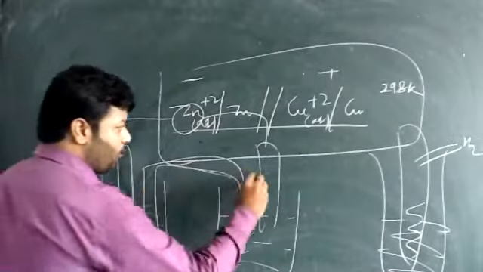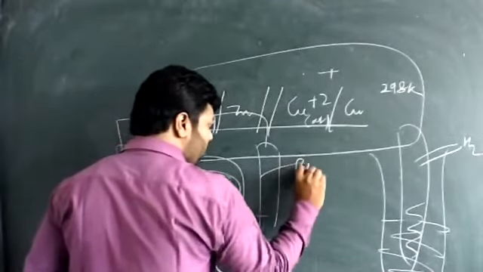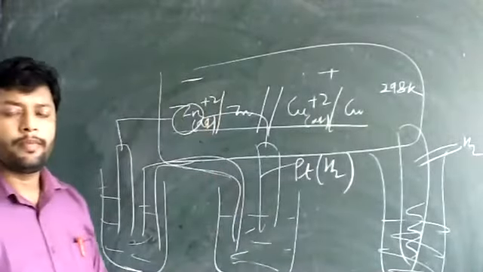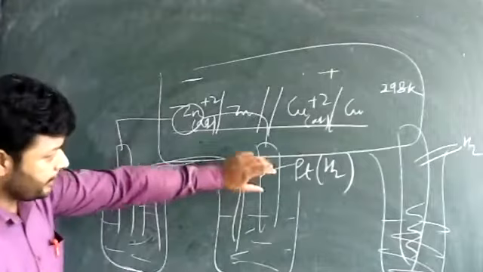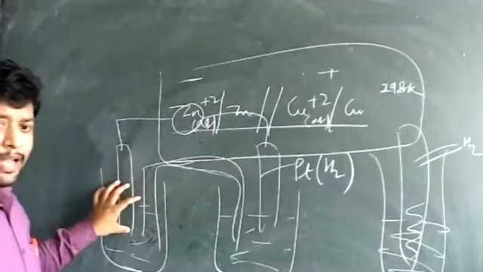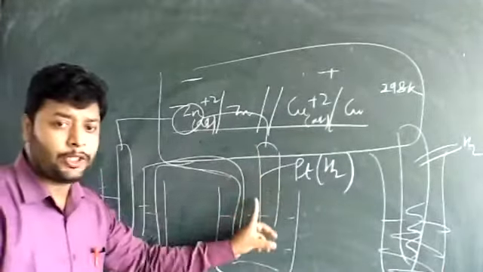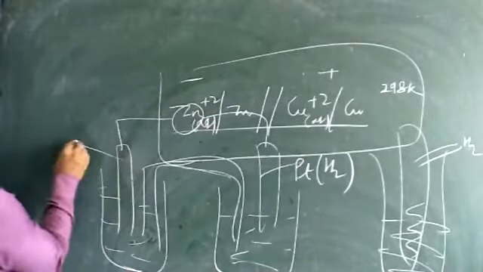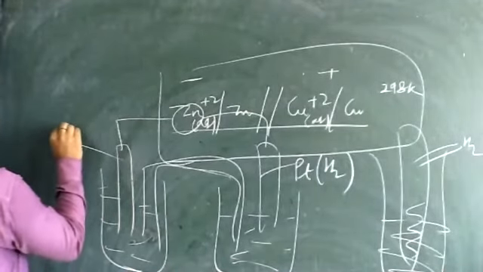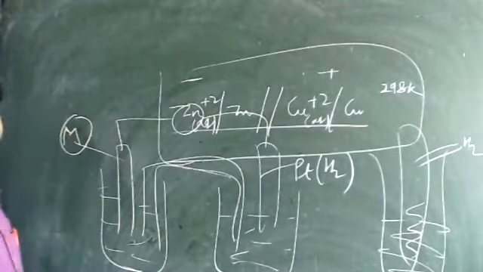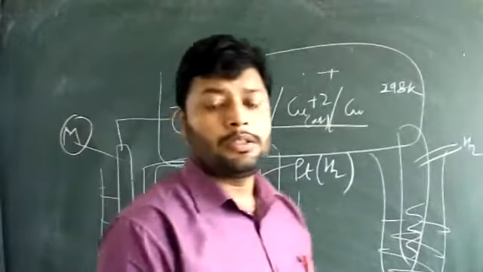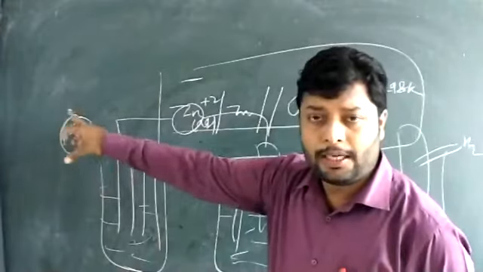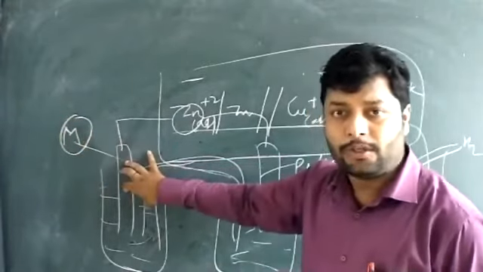Suppose one of them is hydrogen. This is a platinum electrode with hydrogen gas. So you can see the electrochemical cell having one of the electrodes as hydrogen and the other electrode, the desired electrode which is going to be measured here. So easily we can calculate the standard electrode potential of the anode.